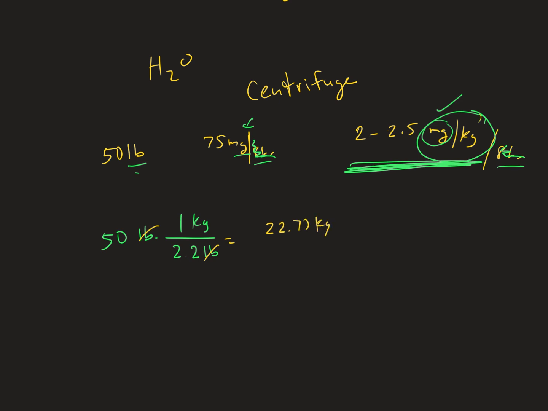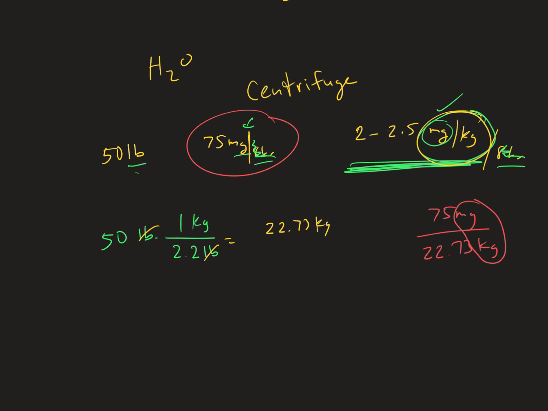So now we want milligrams per kilogram. Well, we have milligrams right here. 75 milligrams per 22.73 kilograms. Are we in the right unit? Yeah. Then we know we did it right.